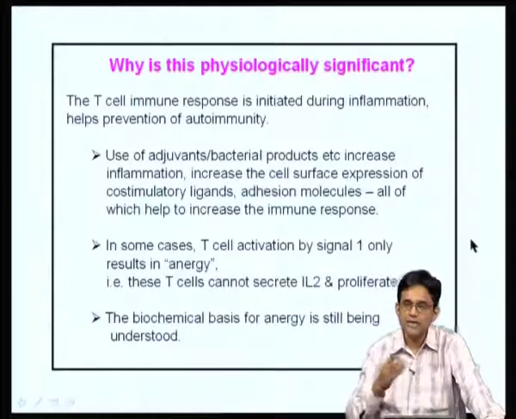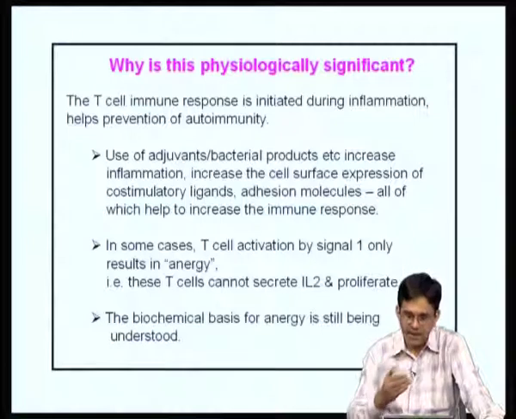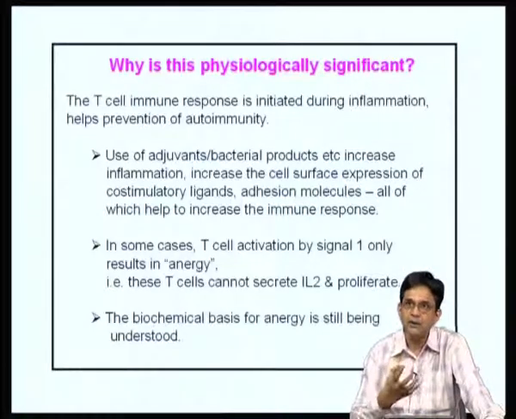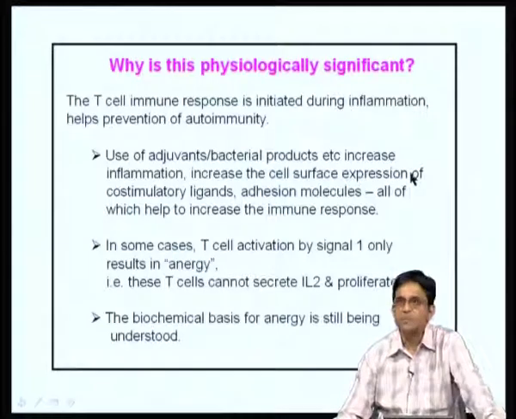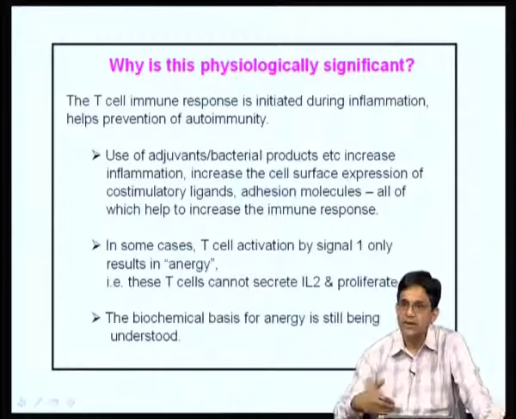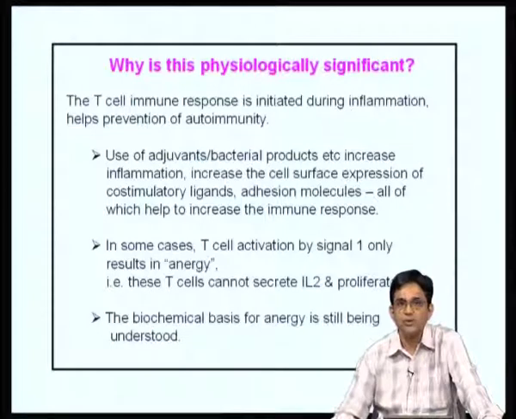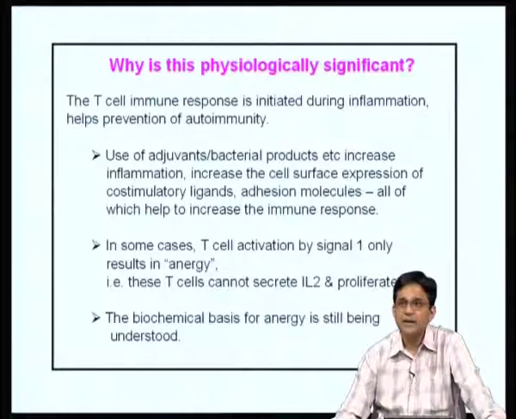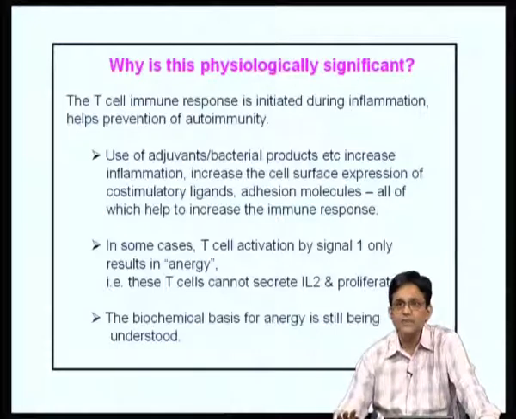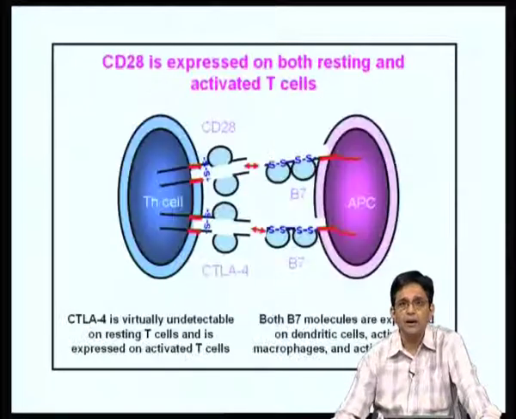T cell activation is done in terms of a context, upon the proper environmental cues. For example, adjuvants and bacterial products increase inflammation. They will increase the surface expression of co-stimulatory ligands, all of which would help in the immune response. Now, as mentioned, in some cases you have signal 1 and it results in anergy. In these cases, the T cells cannot secrete IL-2 and proliferate. The biochemical basis for anergy is still being understood.